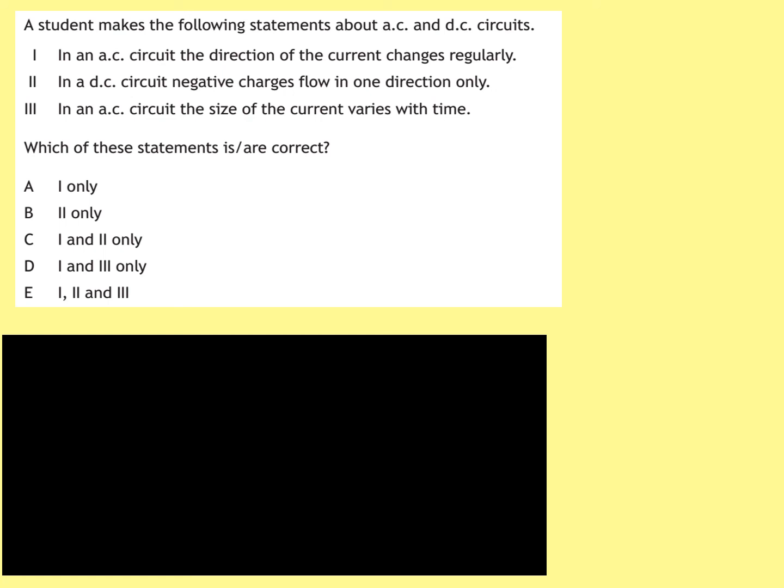All of these statements are correct. In an AC signal, current does change direction regularly. In DC, charges flow in one direction only. And we see as an AC signal alternates, imagine here's our zero line, we're alternating up and down. The size of the current must vary with time, as well as the direction.